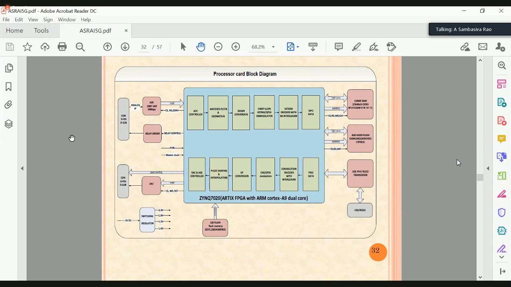Madam, could you maximize this, because the screen is not coming properly.